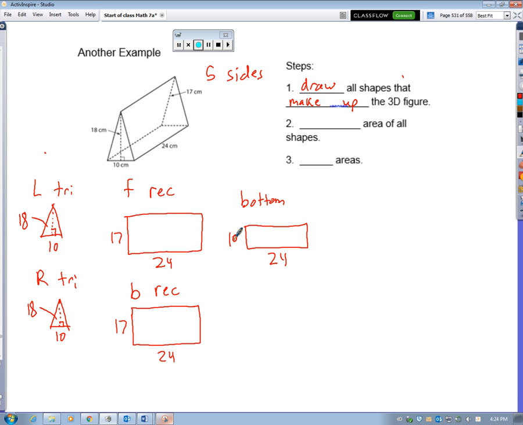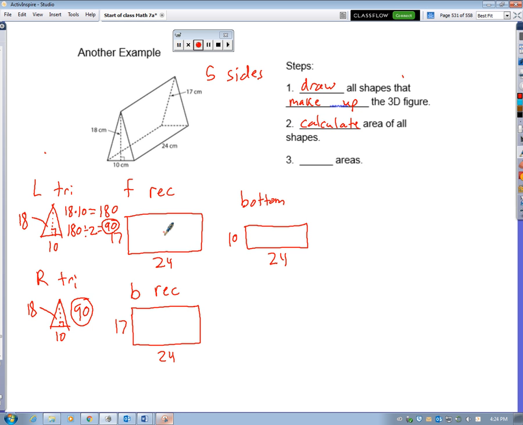Now we are going to calculate the area of all the shapes. Okay, so starting with the triangle, we have to go base times height. 18 times 10 is going to give me 180, and then I got to take 180, divide that by 2. I'm just writing that out so that you guys can see that and follow along. So we have 90 for the area of this triangle. So this other triangle is going to be 90. Circle that so you got your numbers separate.